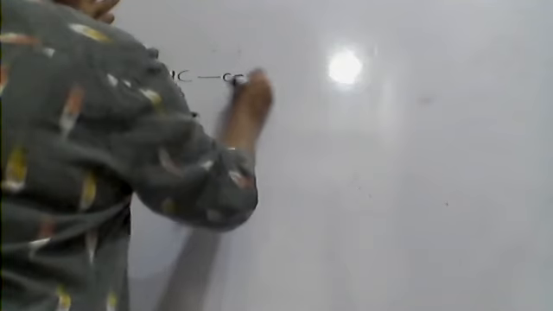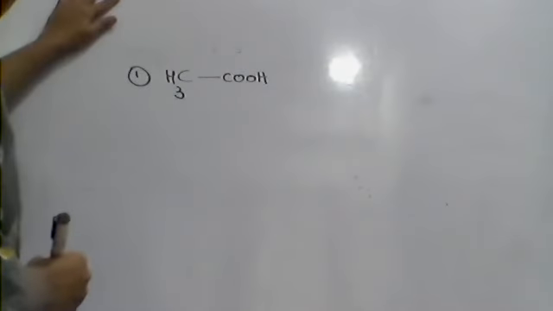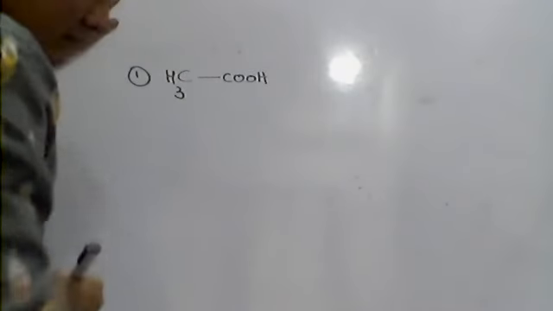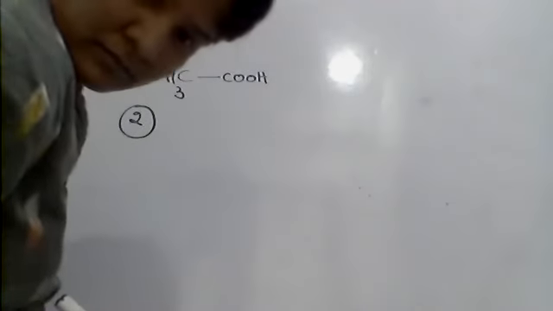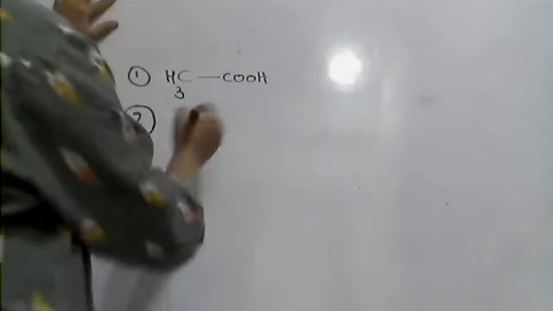First, I will explain a simple acid. See here, all of you. Take the first example. First, I am taking acetic acid. What is the formula of acetic acid, beta? Acetic acid, ethanoic acid, CH3COOH. It is acetic acid. First one. Next, take the second one.